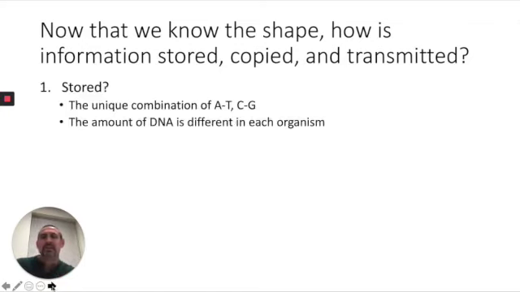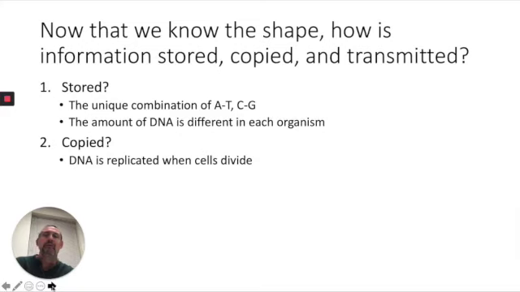Well, the information is stored in these unique combinations of A's, T's, C's and G's. So not everyone has the same amount of A or the same amount of T. We know that those two are going to be equal, but whether you have 10% A or 3% A, that's unique to each living thing. Also, the amount of DNA is different: humans have 46 chromosomes, and other living things have different numbers of chromosomes.